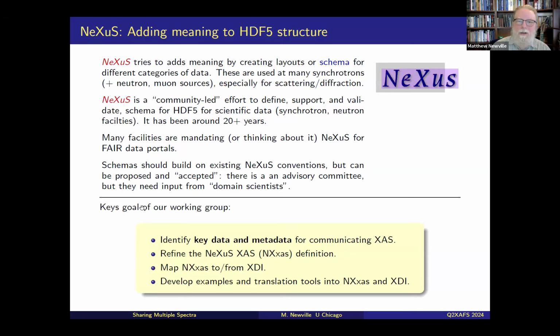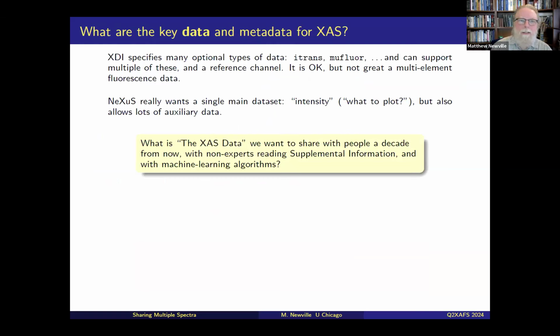So key goals of our working group were to identify the key data. What is the data we want to share? And what is the metadata we need for communicating XAFS? And then refine or make up a new definition, and make sure that we can still continue to map this new format, NXXAS, to and from XDI so that they're easily exchangeable. And then we also need to develop examples and translation tools from Nexus to XDI. So those are our decisions on what are the important things for formatting to do.